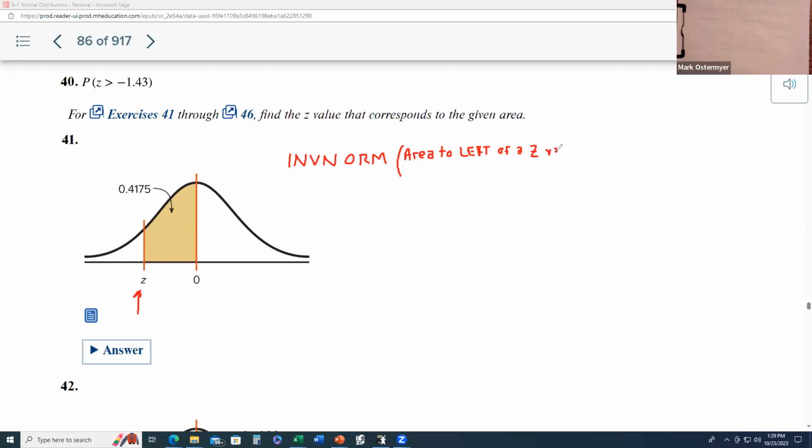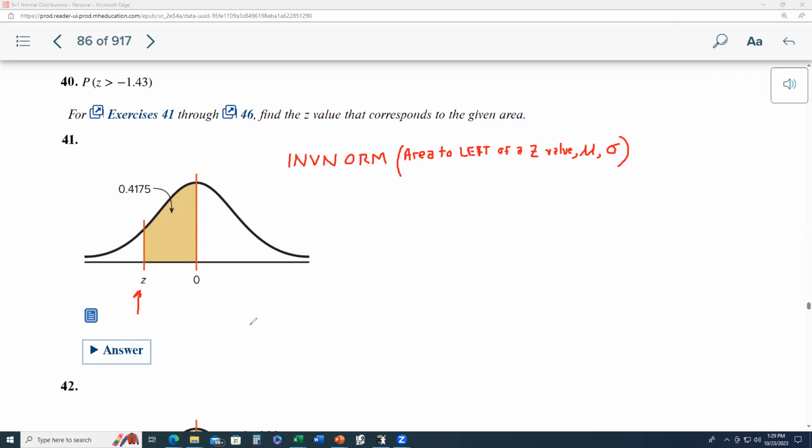It always has to be the area to the left of the z-value we wish to find, comma, the mean of the normal distribution, comma, the standard deviation of the normal distribution. It's got to be that argument list, okay? That's the way our calculator works.